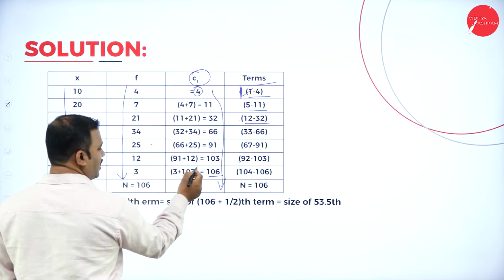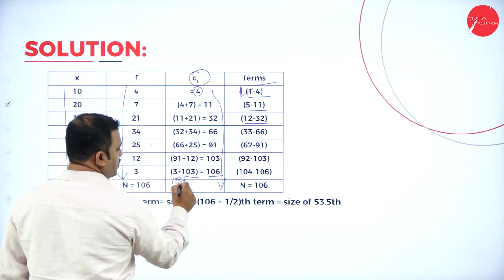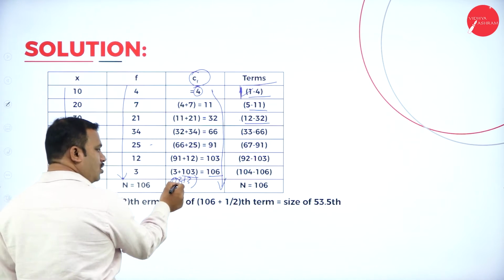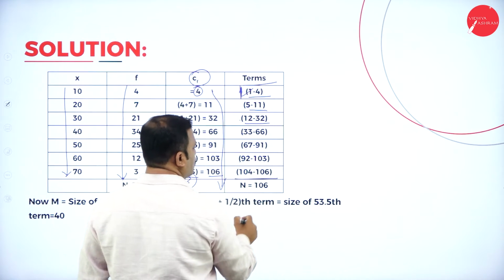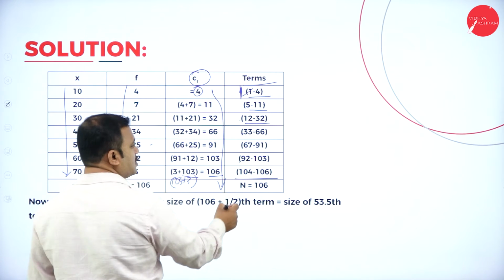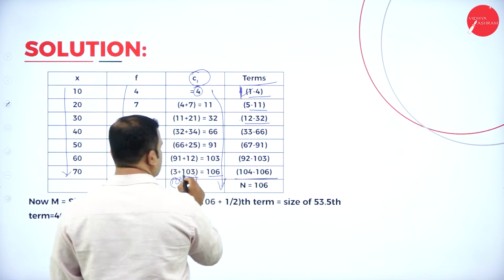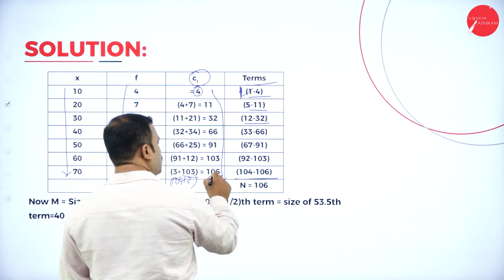We have written it like this, so it has to be 103 plus 1, that is 104. If I do these operations, I will get the range of values, that is 104 to 106.